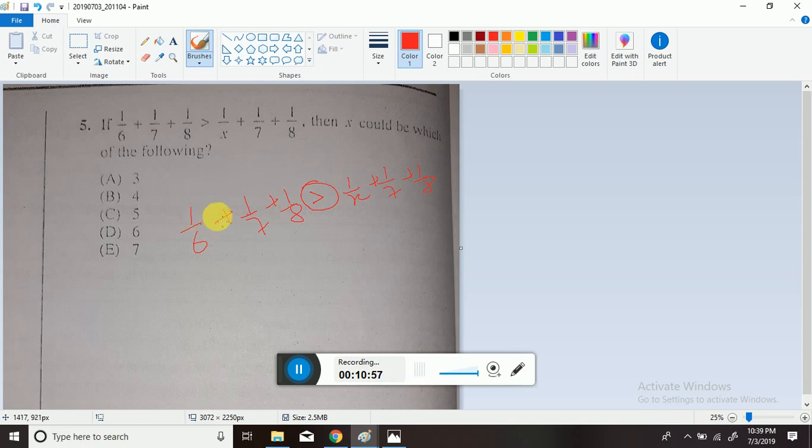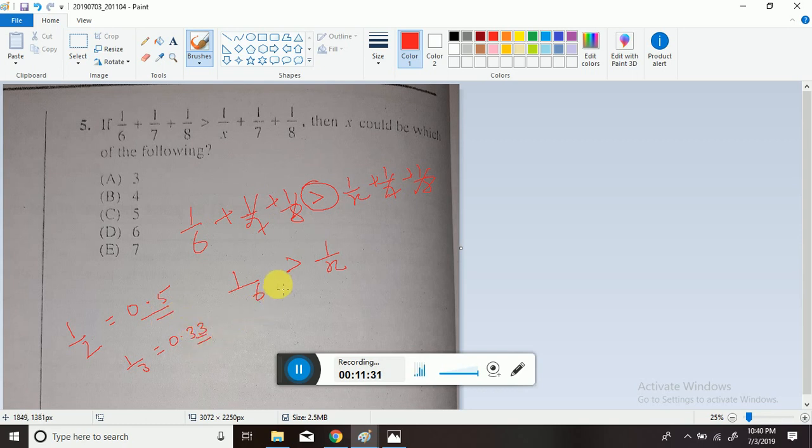As 1/7 and 1/8 are on both sides, we can cancel them. The problem is left with 1/6 is greater than 1/x. Now in the case of fractions, we need to be very careful. Let us choose one example. 1/2 equals 0.5 and 1/3 equals 0.33. Now see here, as the denominator increases, the value of the fraction decreases.